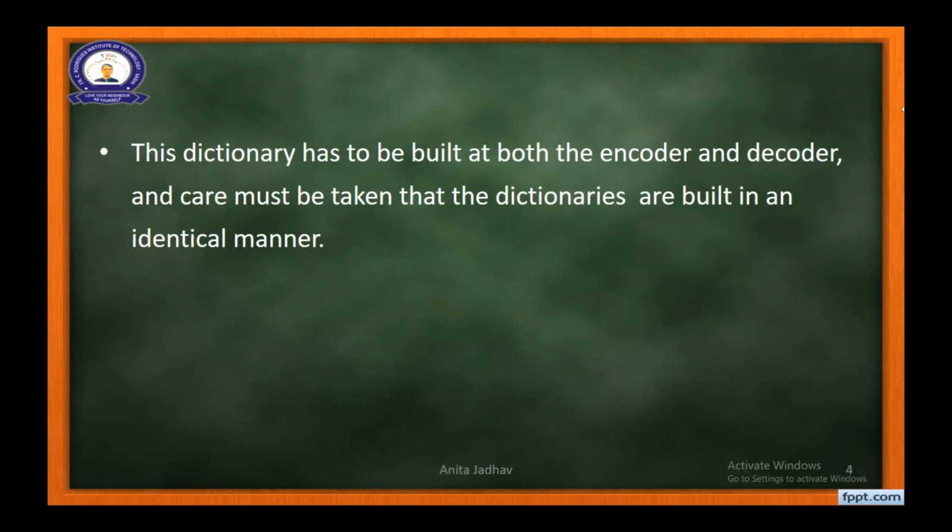The dictionary has to be built at both the encoder and decoder, and care must be taken that the dictionaries are built in an identical manner. So this thing we have to remember, that here the encoding and the decoding will take place simultaneously, just like we have done in arithmetic coding.